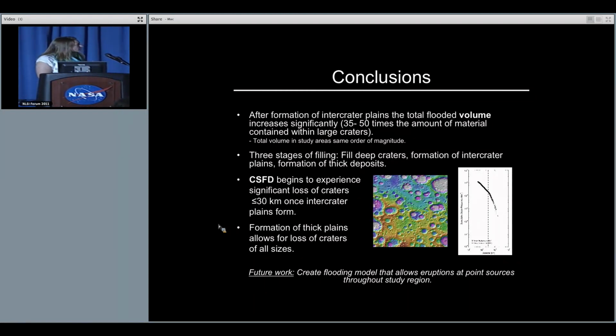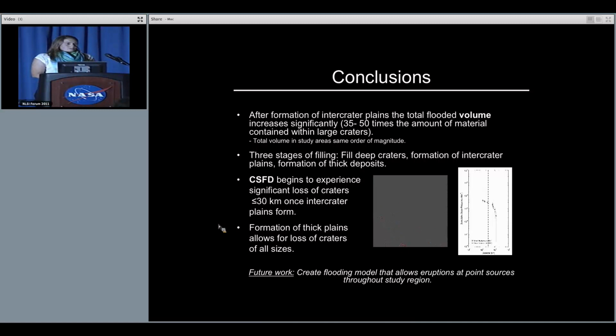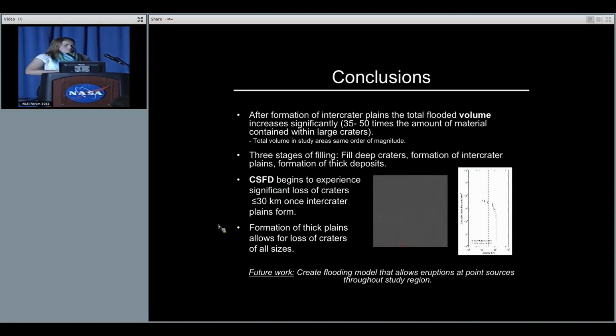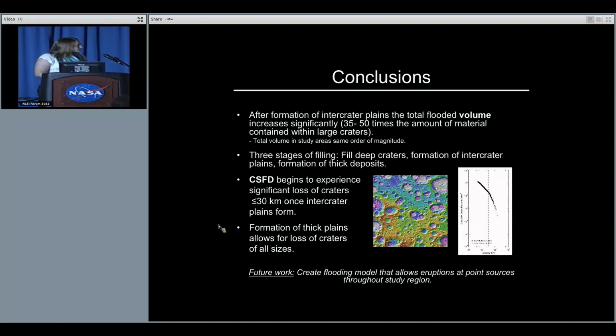But then once these thicker plains begin to form, that allows for the loss of craters of all sizes in the particular study region. And so what we'd like to do with this is take this a step further and start modeling flooding from specific point sources, saying you're having an event in a specific location, and seeing how that changes in different study areas.